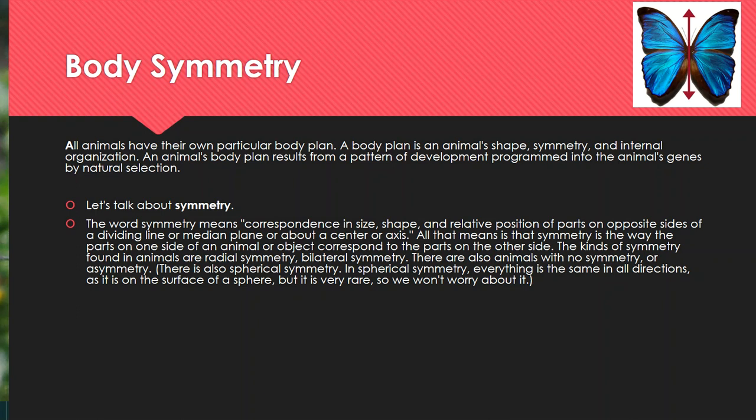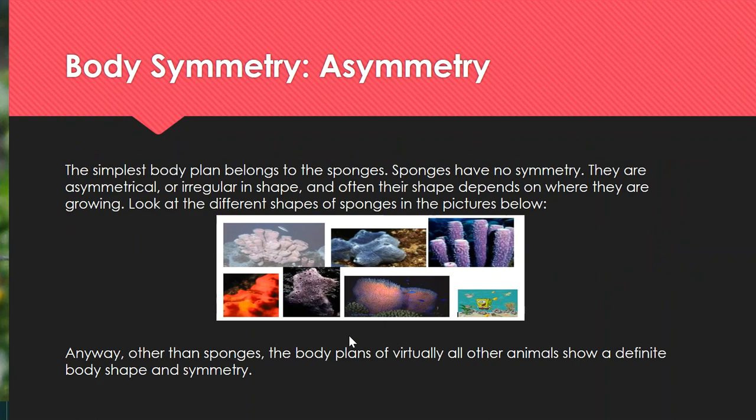The kinds of symmetry found in animals are radial, bilateral, and sometimes asymmetric. There are also animals with no symmetry, called, again, asymmetrical. There's also spherical symmetry. In spherical symmetry, everything is the same in all directions, as it is on the surface of a sphere, but it's rare, so we won't look at it in the animal kingdom.